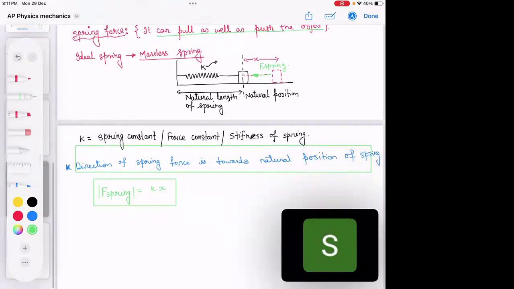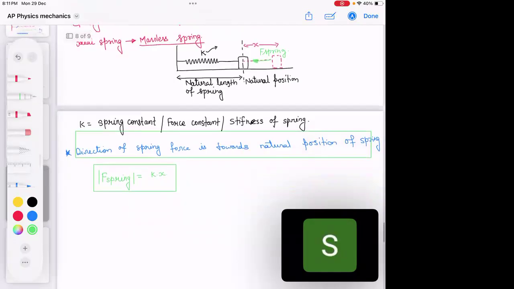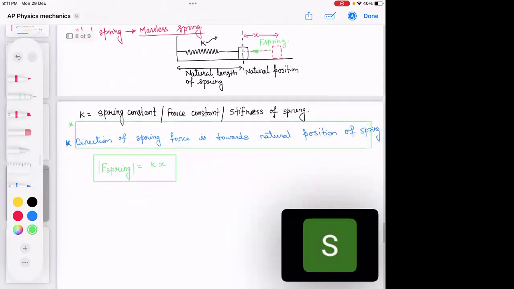Please tell, do you understand up to this what we have discussed about the spring force? So spring force magnitude is equal to kx, and the direction of spring force is always towards the natural position of the spring. Natural position is what position? The position when the spring is neither elongated nor compressed.